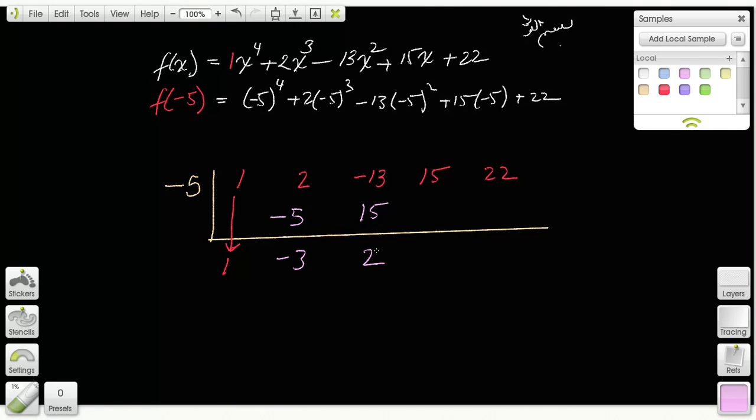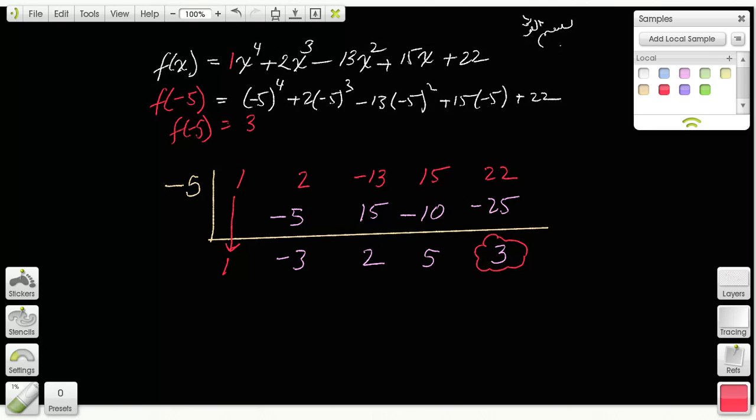And then you multiply. It's like multiply, add, multiply, add, multiply, add, right? So negative 5 times 2 is negative 10. And then you add these two. You get a 5. You multiply it and get negative 25. And then you add and you get 3. And this is the answer. In other words, if you were to do all of this, you would get 3. f of negative 5 is 3.